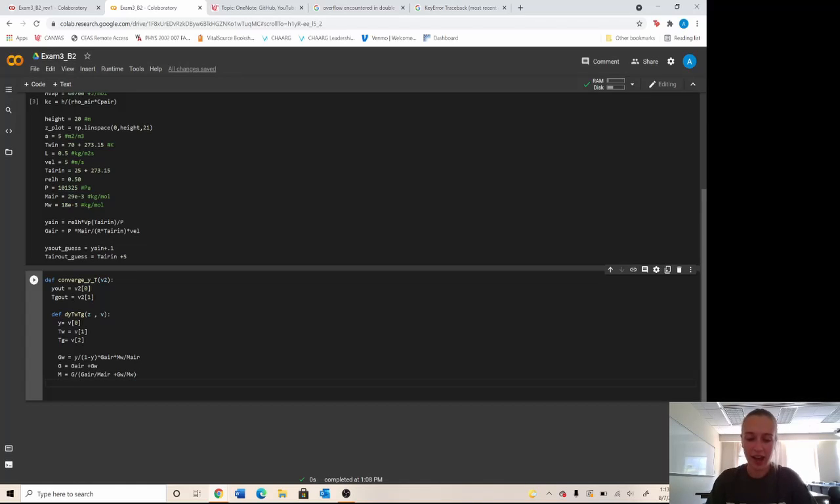And then finally, the average heat capacity of the gas is equal to the heat capacity of the air times the gas flow rate of the air plus the heat capacity of the water vapor, so heat capacity of the vapor times the gas flow rate of the water, and then this is all divided by the gas flow rate of the air and water mixture.